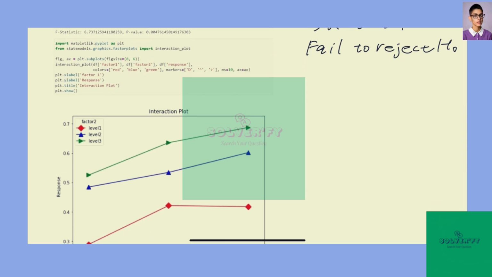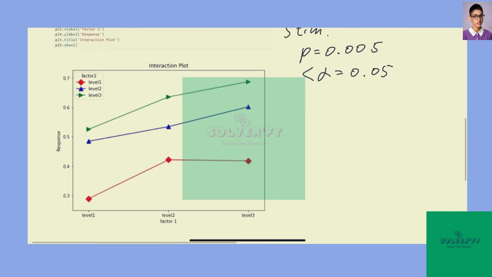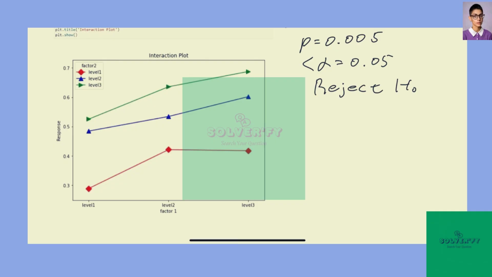Now for stimulus, we're going to do the same thing, and here we have the output. The p-value is 0.005, and this is less than the significance level of 0.05, so we reject the null and conclude that the means at different levels of stimulus are different, or at least one of them is different from the others.